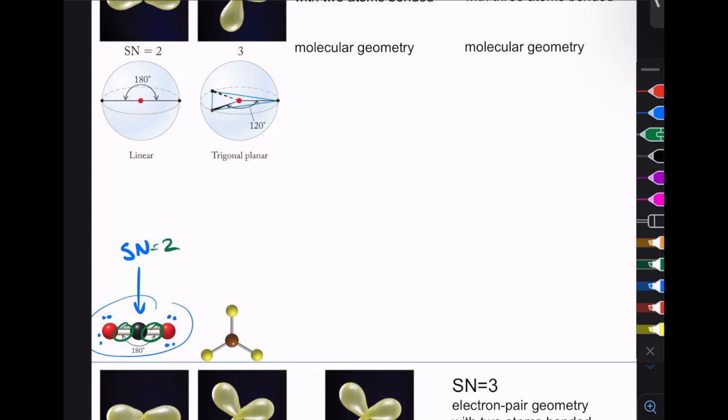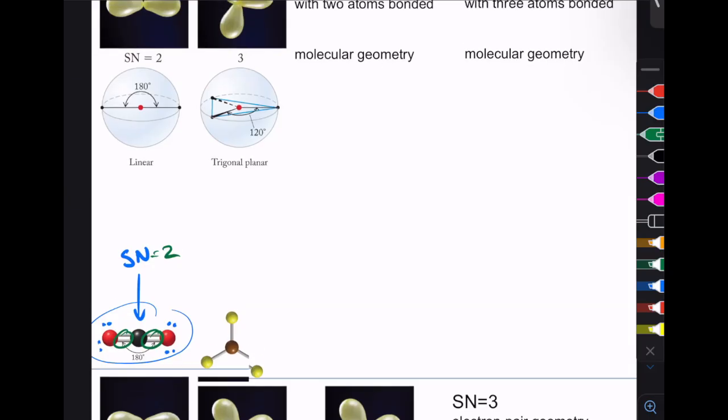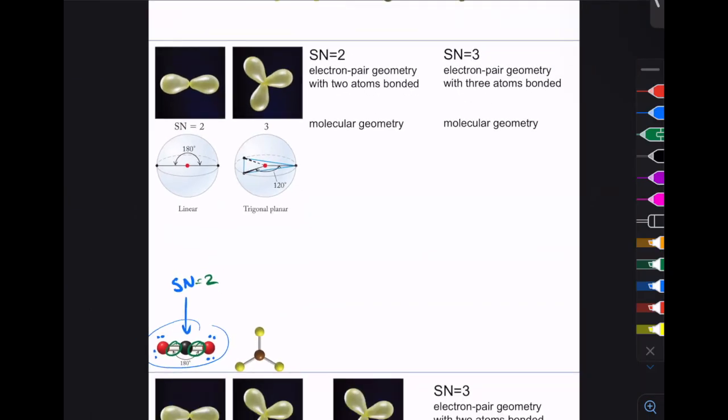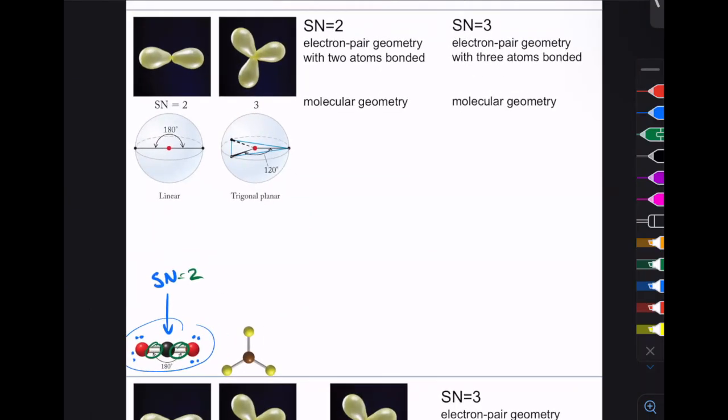So the bond angle that we would measure on carbon dioxide is 180 degrees. And the base geometry for SN of 2, whether it's the electron pair geometry or the molecular geometry, is going to be linear. That's your base geometry. If we have an SN of 3, let's use an example for that. Let's use boron trihydride.